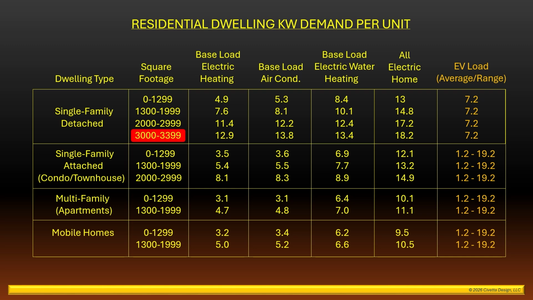The anticipated electric loads for each dwelling are shown at the top, beginning with the base load plus electric heating column. If a home will be constructed to include electric heating and air conditioning, the second column would be used. If the home will include electric water heating instead of gas water heating, column 3 would be utilized. And finally, if the home will be all electric, the loads in column 4 would be used.